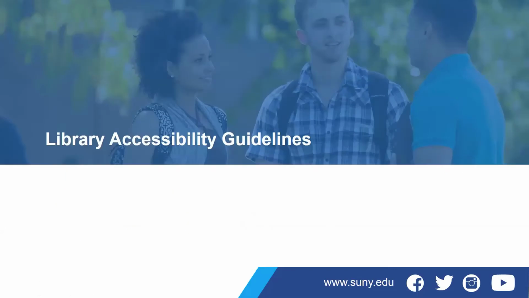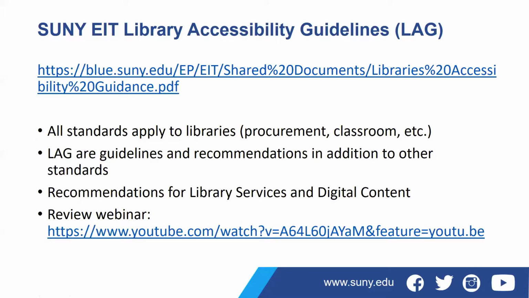So now we're going to talk about the library-specific accessibility guidelines. This isn't just for web, but I did want you to be aware that this material is out there if you weren't already aware of that. This is a direct link to the guidance that was put together by a committee. And as I mentioned, all of the other standards do apply to libraries as well, not just these standards. And so the recommendations are for library services and digital content. And this is a direct link to the webinar where we went through all the different pieces of it, but I'm going to just give a brief overview as well.